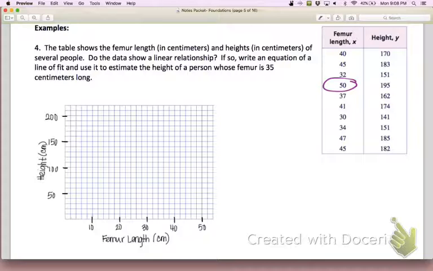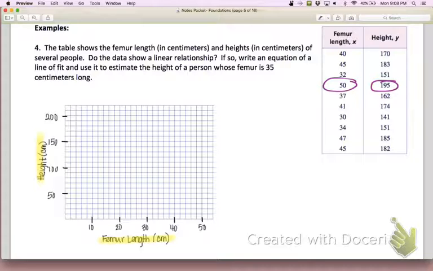I did the same thing with the height. I saw that the highest I had to get up to was 195, or roughly 200, and so in that case I decided to count by tens based on the squares that I had. The other thing I want you to notice is that I do have labels with units on each of my axes. That's really important. Make sure that you do the same thing.